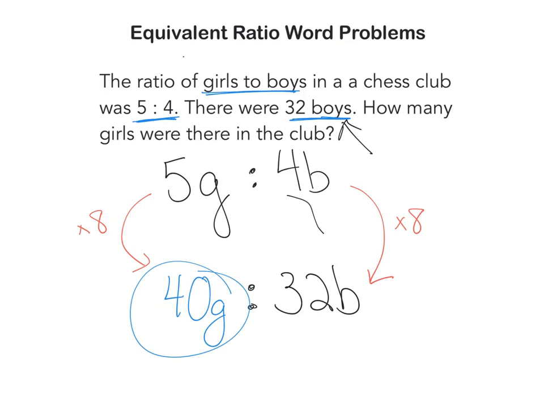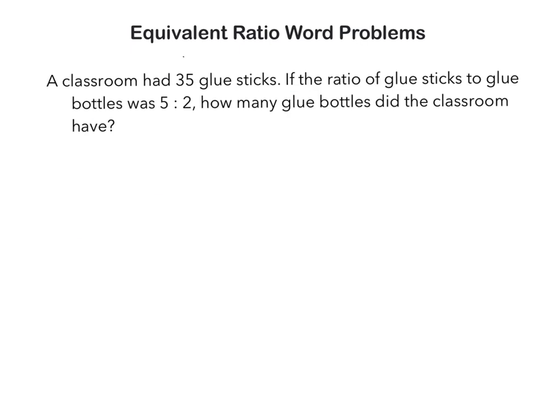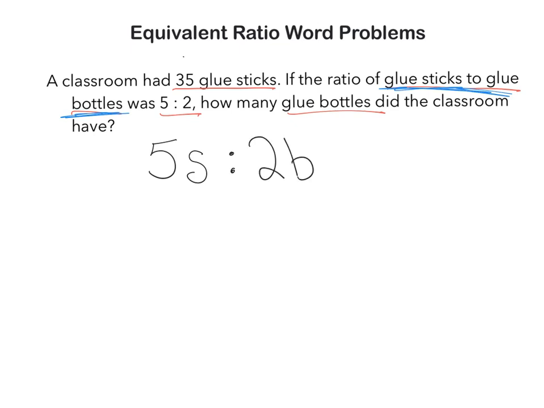Okay, let's do another example of a word problem. In this problem it says a classroom had 35 glue sticks. That's probably important. If the ratio of glue sticks to glue bottles was 5 to 2, how many glue bottles did the classroom have? We're talking about glue sticks versus glue bottles. So write your original ratio. 5, and these are glue sticks, so I'm going to put an S again. 2 glue bottles, and right here is how I know that the 5 is sticks and the 2 is bottles.